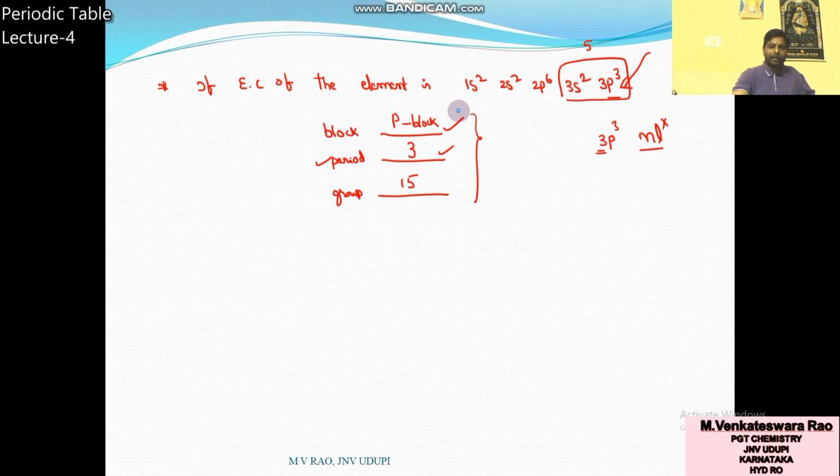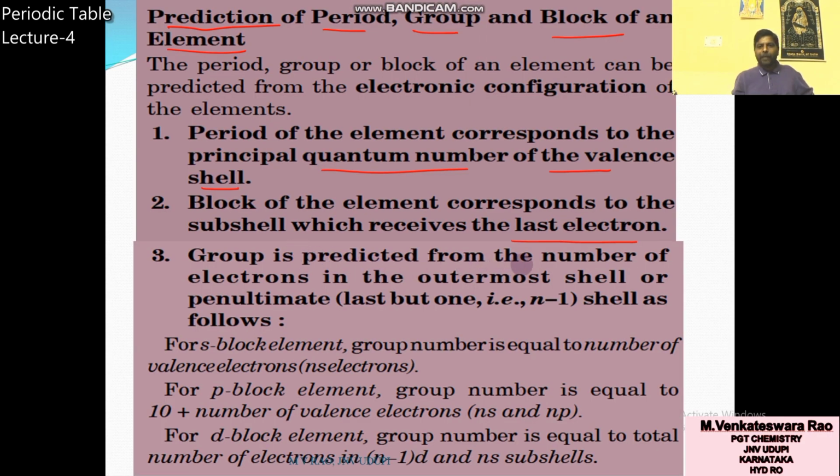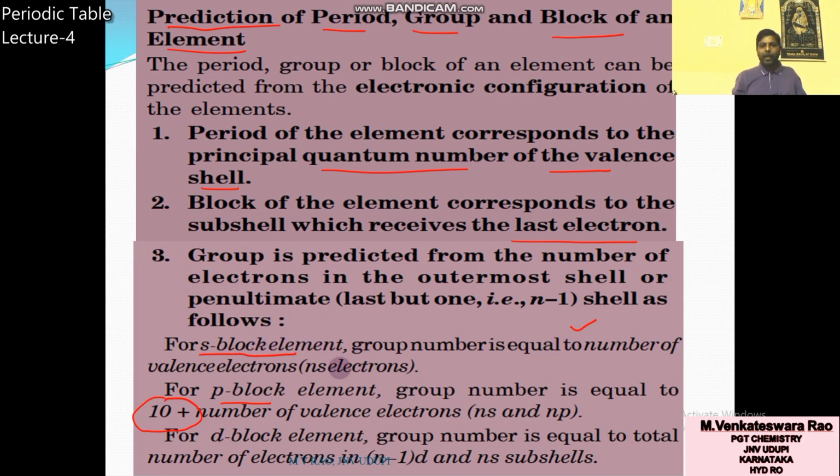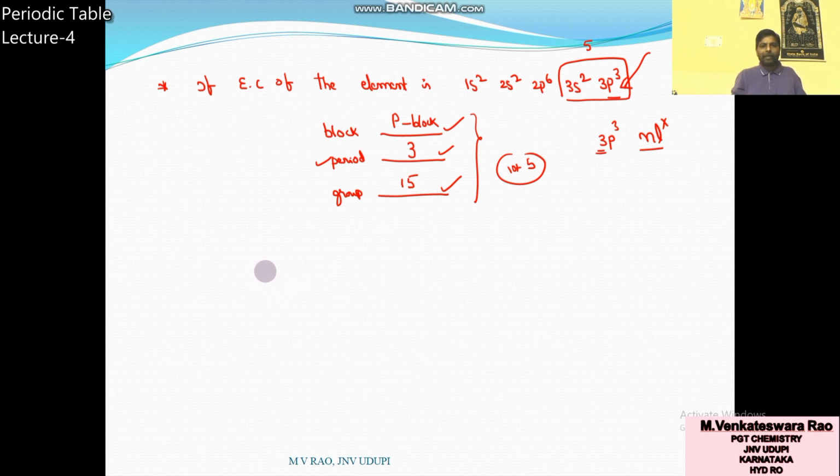Next, group number. Group is predicted from the number of electrons in the outermost shell. If it is s block, you can write that number is direct group number. If a p block, you have to write number of electrons plus 10. So in this number of electrons are 5. So I wrote 5 plus 10. It is group number 15. If it is a d block, you have to add number of electrons plus number of (n-1)d electrons also.